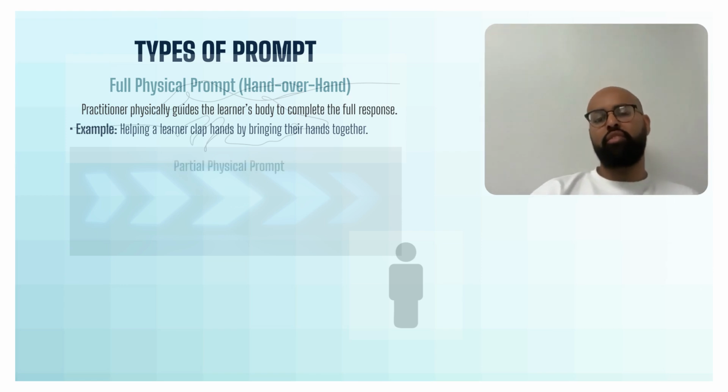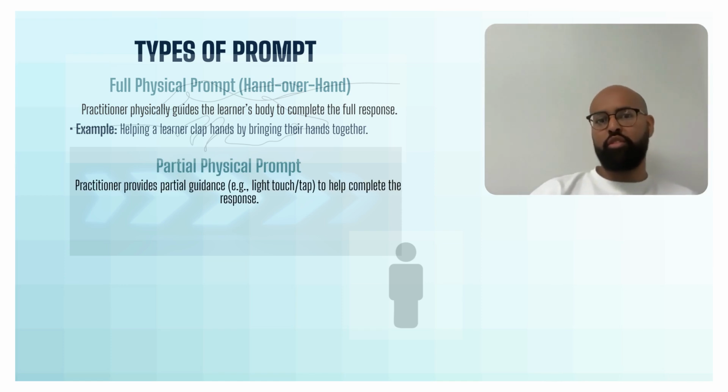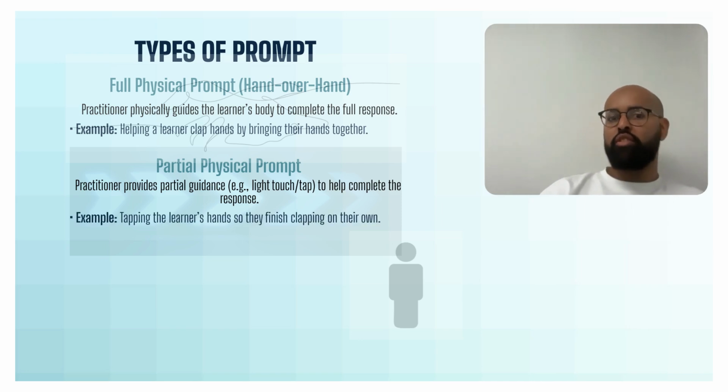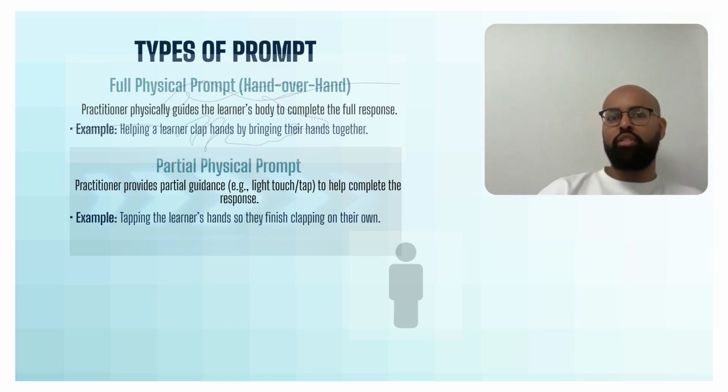Next is partial physical prompt. This involves physically guiding the learner through part of the response via maneuvering part of their body to achieve the correct response. Example: a learner is given the instruction, clap hands. The learner moves their hands to begin clapping but does not do so. The practitioner might tap both of the learner's hands to prompt them to bring them together, and then the learner claps.